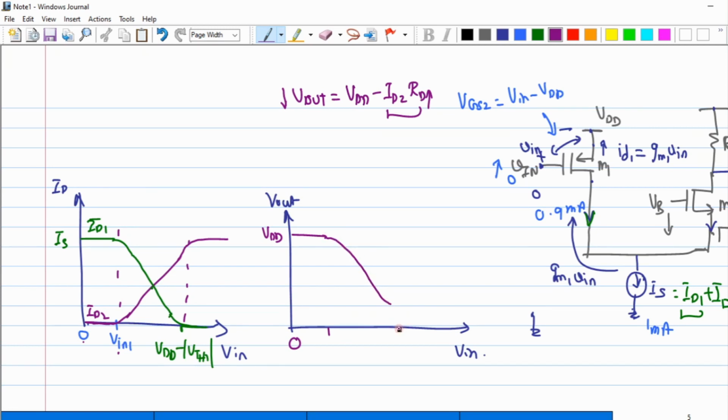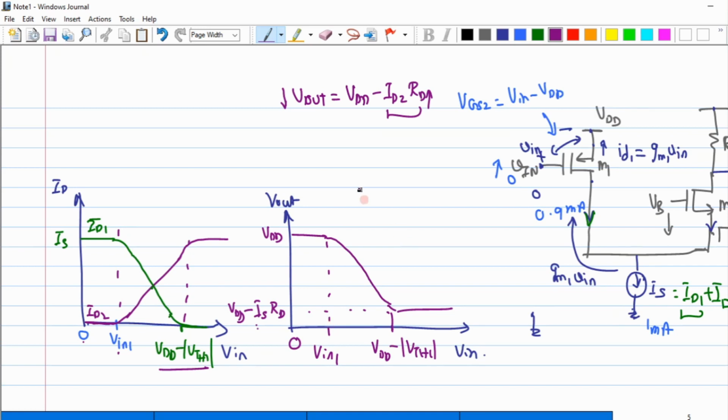So it is stepping down, and when I reach a particular value of Vin, which is equal to this quantity, VDD minus VTH1, what happens to my M1 transistor? M1 is cut off, and because of that, the current flowing through this M2 is completely equal to IS itself. Now, what is the value that I would get? It's a constant, and that value is nothing but VDD minus IS RD. So the current under this input condition is basically ID2 equal to IS. That's the reason why I replaced it here.